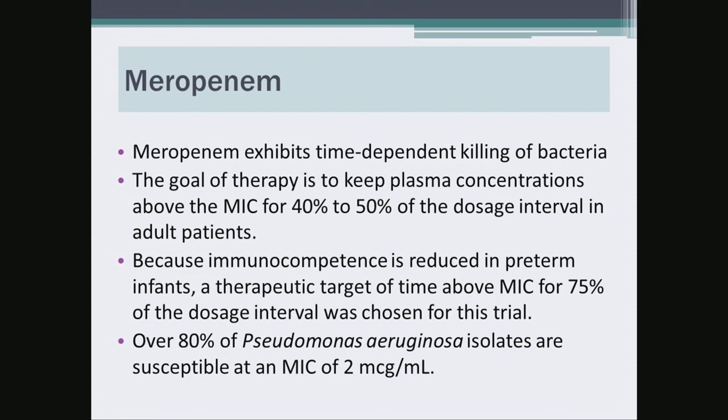Meropenem has gotten a lot of research and publications in the last few years. It's a drug that's used with increasing frequency because of multi-resistant organisms. So we need to know that, one, meropenem exhibits time-dependent killing of bacteria. And the goal, again in adults, is to keep plasma concentrations above the MIC for 40 to 50% of the dosing interval. But again, we're going to alter that for preterm babies with a therapeutic target above the MIC for 75% of the dosing interval.